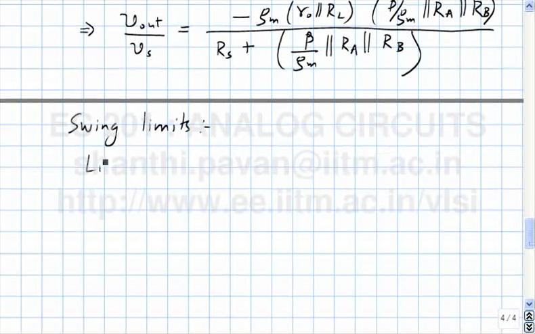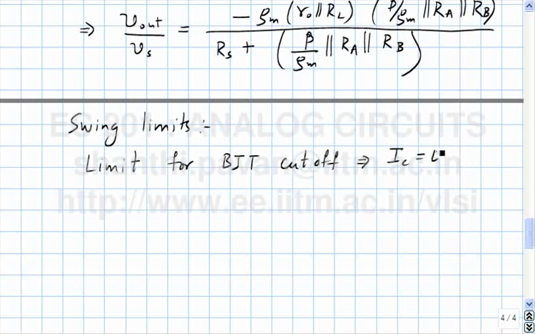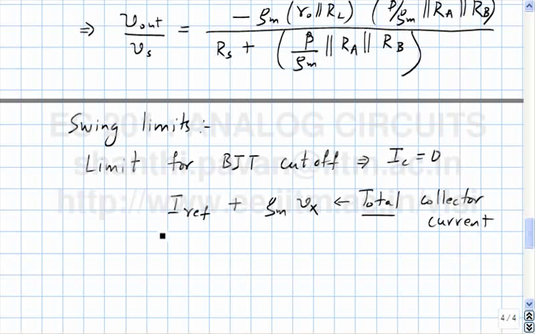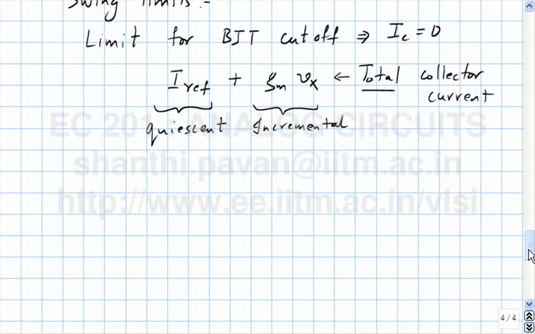And how will you evaluate the swing limits? When do you define the transistor cut off? IC is 0, which basically means that you have to find the total current. The total quiescent current, assuming beta is large, the collector current is approximately IREF plus GM times Vx. This is the total collector current. This is the quiescent part. This is the incremental part. And Vx is directly proportional to Vs, so you can go and figure out what the stuff is.